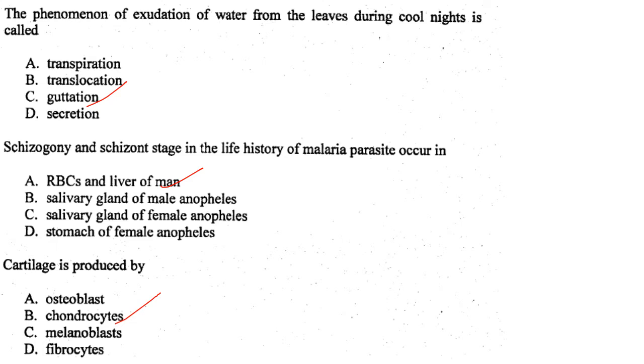Now next one. The phenomenon of exudation of water from the leaves during cool nights is called guttation. Answer is option C. Then schizogony and schizont stage in the life history of malarial parasite occur in RBCs and the liver of man. Answer is option A. Cartilage is produced by chondrocytes. Answer is option B.